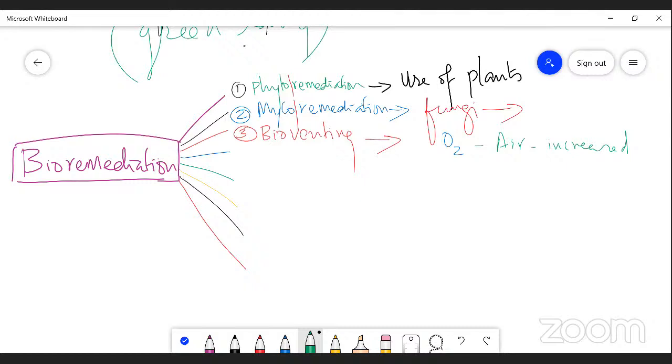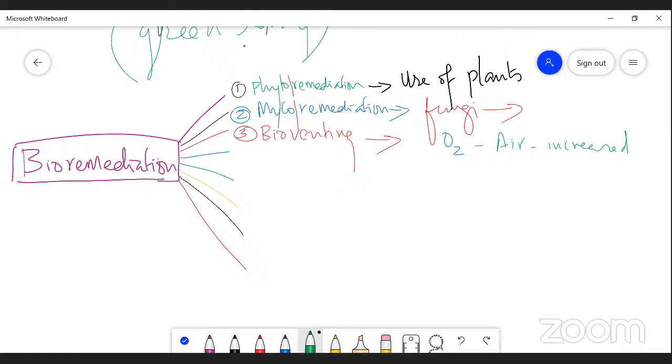Ventilation means releasing, introducing, or producing oxygen. So simply the oxygen level is increased in the contaminated area of the environment. That is called bioventing. Simply try to increase the flow of oxygen in the contaminated site. Sometimes, dear students, you can expect the question: what is bioventing? Bioventing is a process by which the amount of oxygen is increased in a contaminated site. This is one of the ways by which the contaminated site can be made clean.